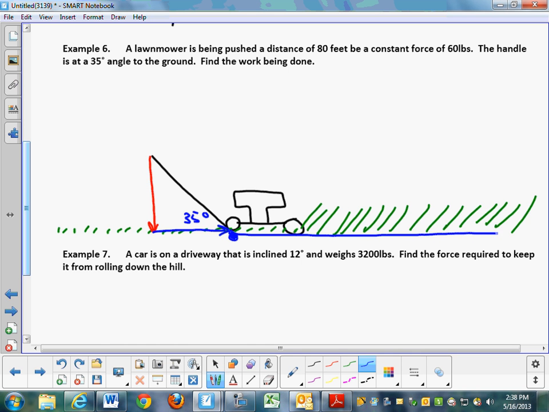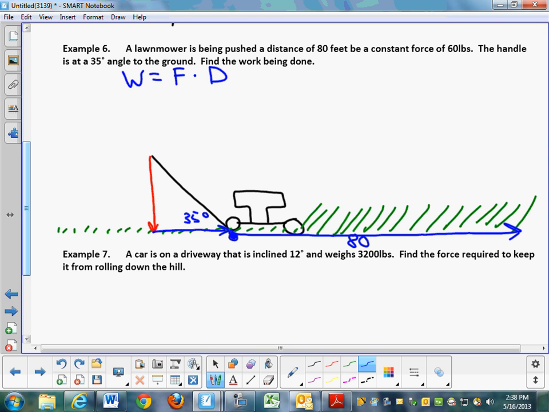The lawnmower goes from this point to this point. And what's the distance of its travel? 80. So what I need to do is set up an equation. And the equation is very simple. Work is equal to force times distance.